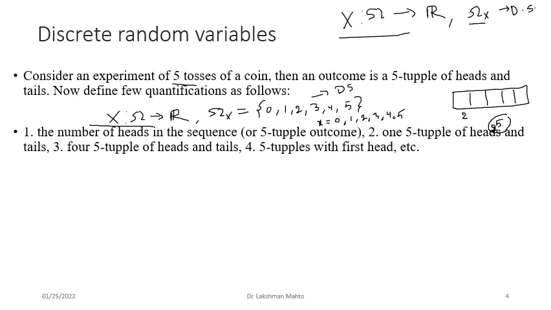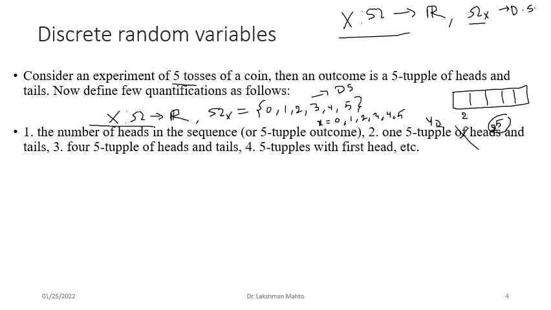Now we are defining another one, calling it one 5-tuple of heads and tails. Why are we calling it one 5-tuple of heads and tails? Does it make a random variable? Clearly, it is not a random variable, because here this y has only one preimage. It is defined with respect to a single 5-tuple. All outcomes are not coming, so it is not a legitimate way to define a random variable.